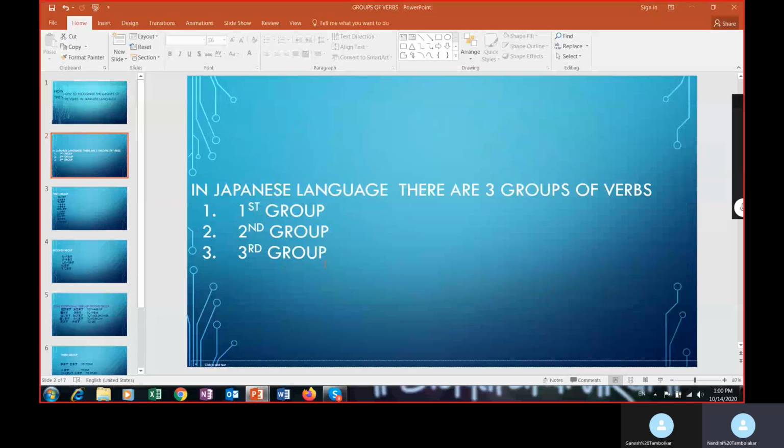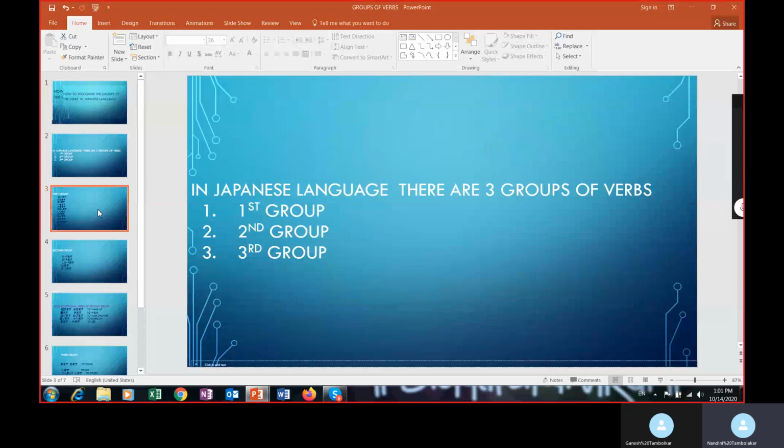In future, at N4 level, you will learn the potential form, the ukemi-kei, that is called passive voice, the causative form, like different forms of the verbs, and you have to convert the verbs into those forms. So for that you must know which group the verb is from: first group, second group, or third group. Group-wise, you have to follow the rules for converting the verb into different forms. Okay, so let us see.